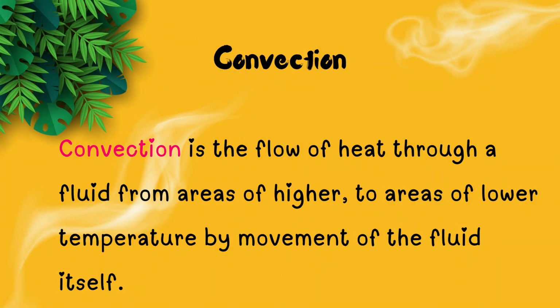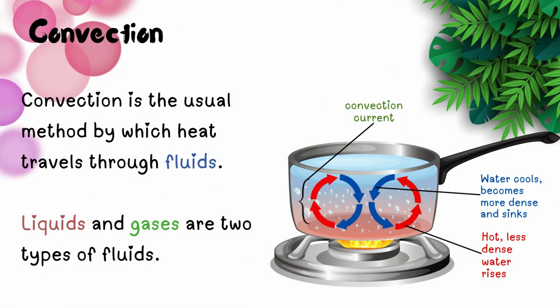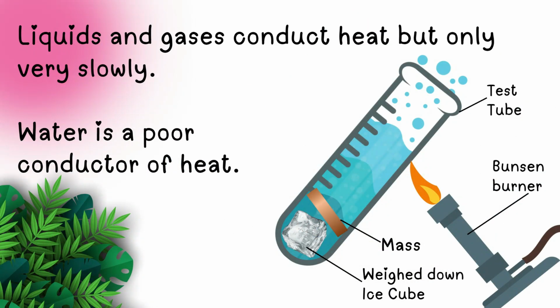Convection. Convection is the flow of heat through a fluid from areas of higher to areas of lower temperature by movement of the fluid itself. Convection is the usual method by which heat travels through fluids. Liquids and gases are two types of fluids. Liquids and gases conduct heat, but only very slowly. Water is a poor conductor of heat.